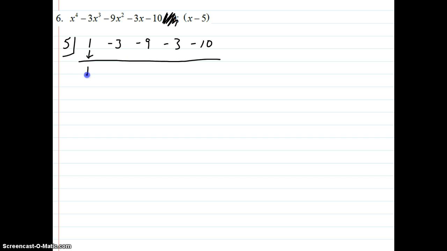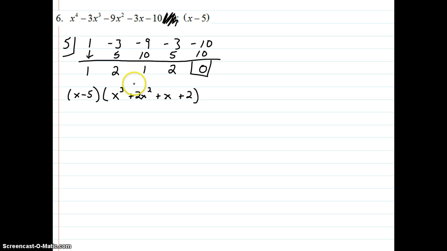Bring the 1 down, and now we multiply. 1 times 5, 2, 2 times 5, 10, 1 times 5, 2, 2 times 5, 10. So we get a 0, and that's what we would expect. So now rewrite your factor over here, x minus 5. And so now we'll write this. This was x to the 4th, so these are going to be the coefficients. We start with an x cubed plus 2x squared plus x plus 2.